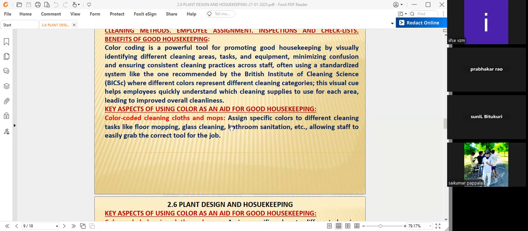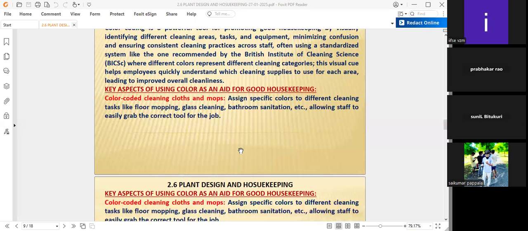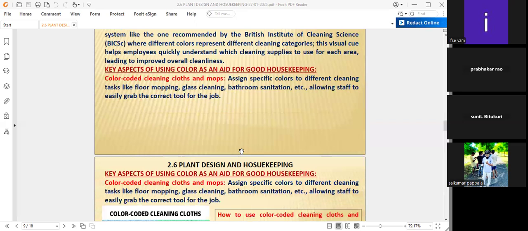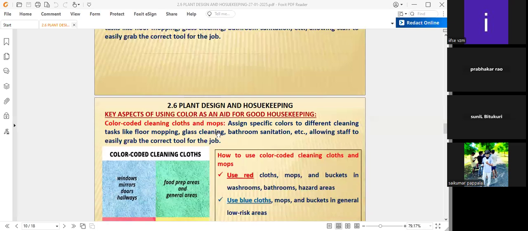If you identify the color codes for the cleaning methods, people will feel healthy while using the cleaning tools for floor mopping, glass cleaning, and bathroom sanitation, and user-friendliness will also be taken care of. What are the color codes of the cleaning methods?